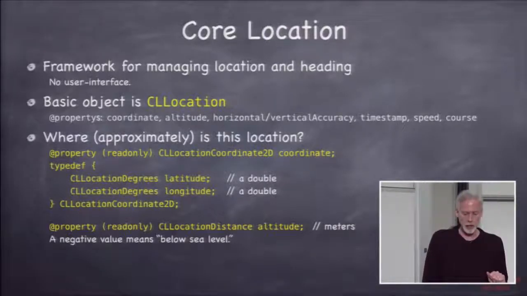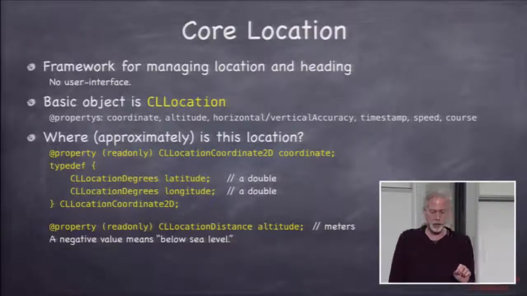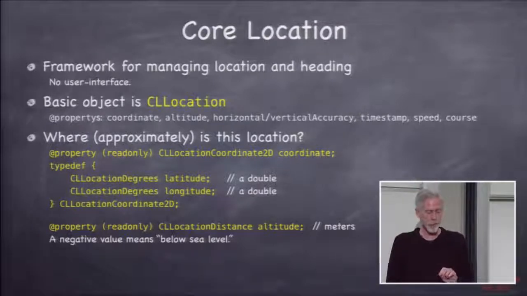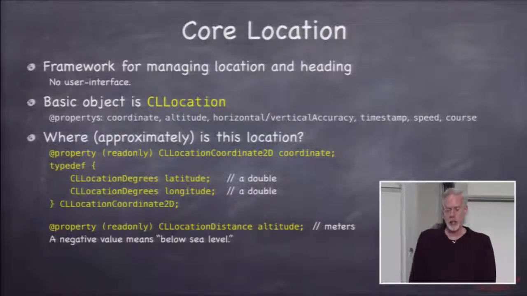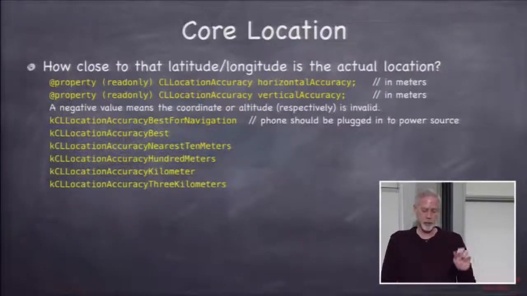This object has this very important property called coordinate, and that is a C struct, CLLocationCoordinate2D. And inside is just a CLLocationDegrees, which is essentially a double, which is latitude, and another one, which is longitude. Okay? And then the altitude is in meters. Okay? So this is the basic object in Core Location. So the question is, how do... let me talk about accuracy, very important.